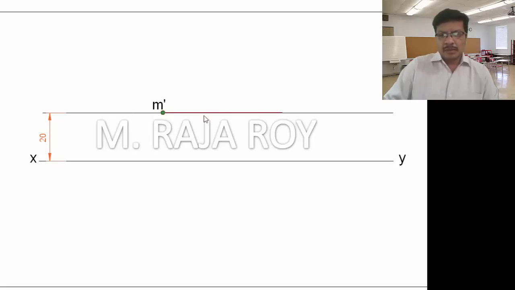Then you take the half of the length. Total length is 100. Half of that is 50. So take 50 length and mark Q1 dash. From M dash and Q1 dash project the top view. That is MQ1. This is the simple position of the straight line.